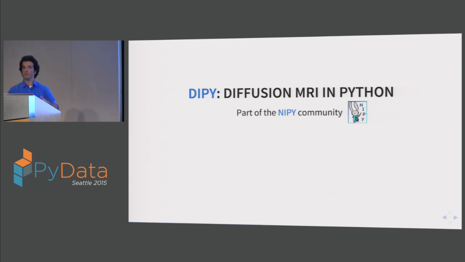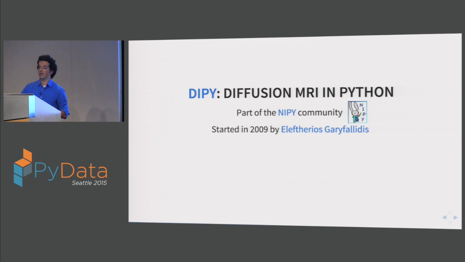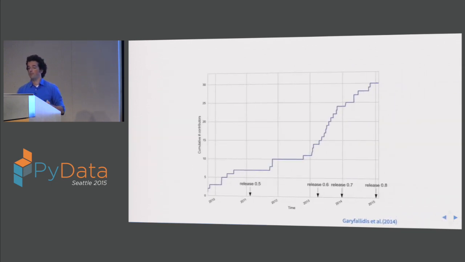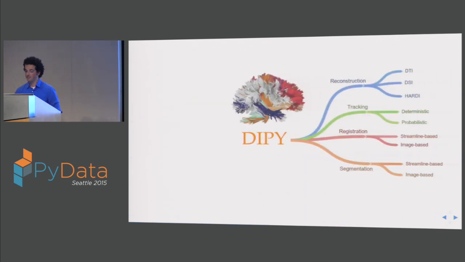It uses a variety of different kinds of measurements and different kinds of software, with a lot of projects around this community. DIPy itself, diffusion imaging in Python, was started by Eleftherios Garyfallidis, who's now a postdoc in Canada. There are contributors from at least 6 different countries and many, many different labs. This graph shows the growth in contributions in this project. It's kind of a nice graph to look at. There was some kind of an explosion in 2013 and it's been growing steadily ever since.